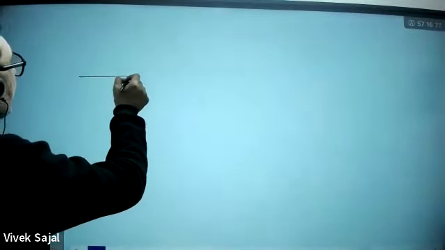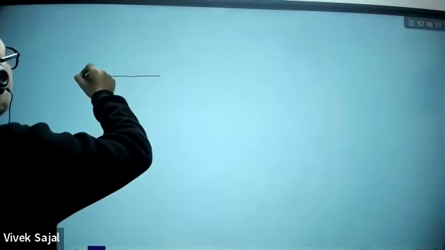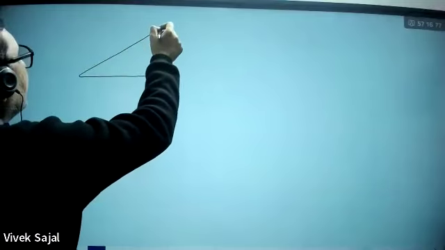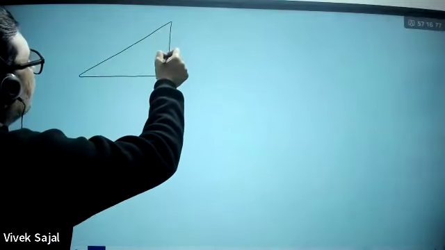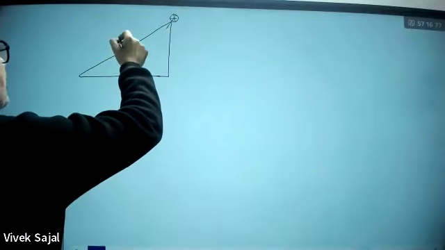So the next question is this. Suppose you have an inclined plane like this. Here you have a pulley, a massless pulley. A block is here.